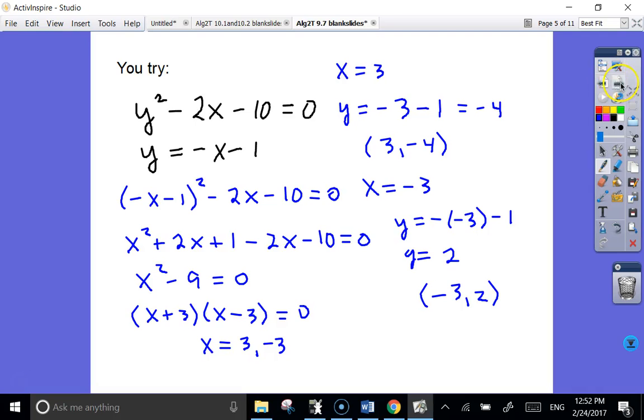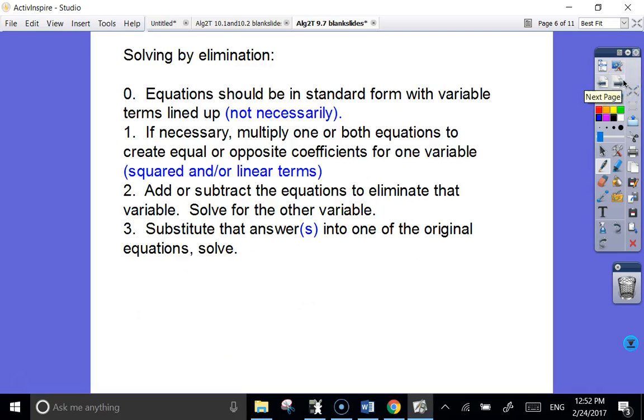Okay, elimination. Again, I just kind of modified what I'd said before for linear systems. When you get into quadratics, there is a standard form for quadratics, but you don't really have to have it in standard form. The main thing is you just have to have variable terms that look like they'll cancel if you add or subtract. Wherever they are in the equation, it doesn't matter as long as they're on the same side of the equal sign. So things won't look so pretty as they do when they're linear.